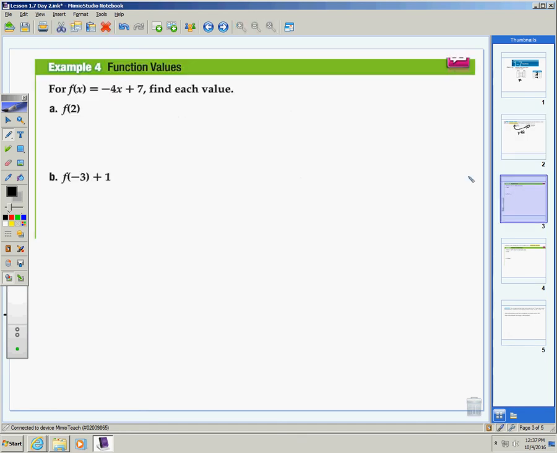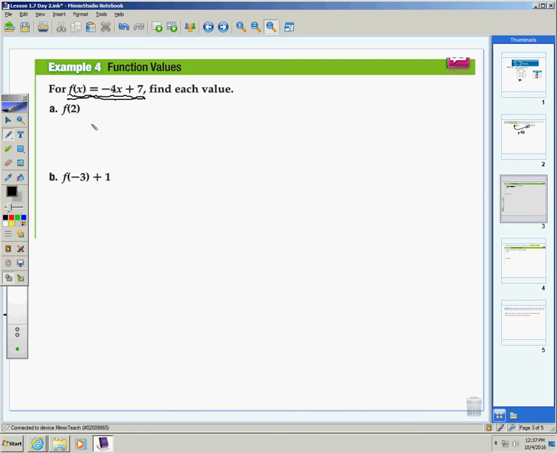And what we're going to do is we're going to find values for these functions. So for example, I've got f of x equals negative 4x plus 7. This right here is my function. They will always define the function for you. And then what you're going to do is you're going to find the values of different x values. So I'm going to try to find f of 2. And we read this f of 2. Don't say f2. It's f of 2.